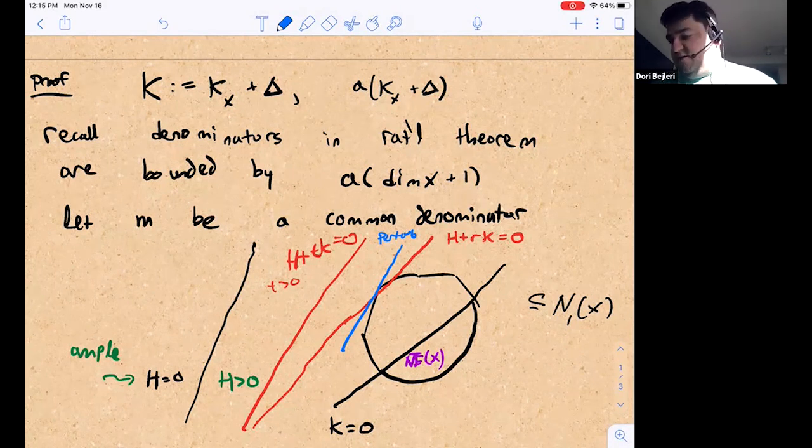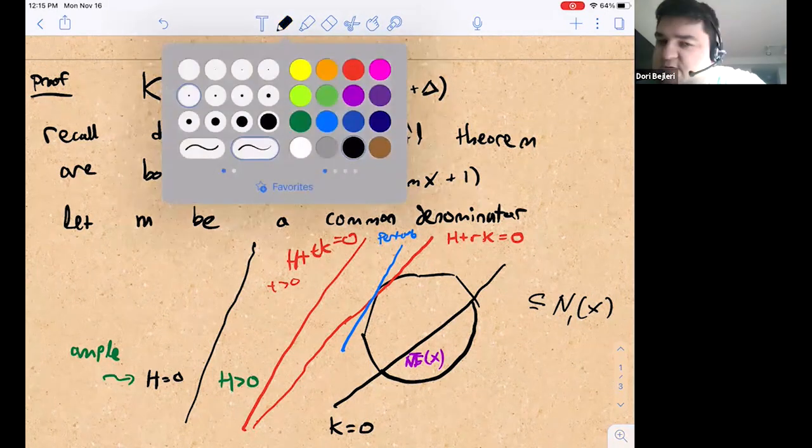So really the key input is this rationality theorem: by the rationality theorem, we can cut out these faces on the negative piece of our cone by some actual Q-divisors using this process. Okay, so that's the rough idea.